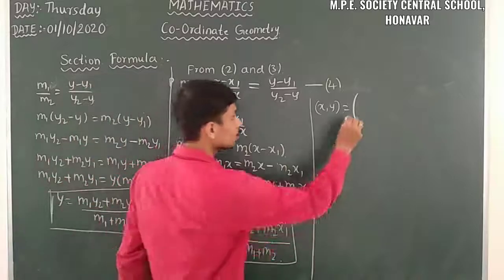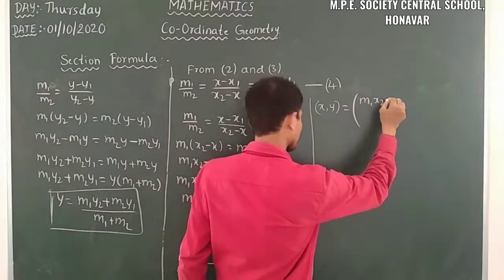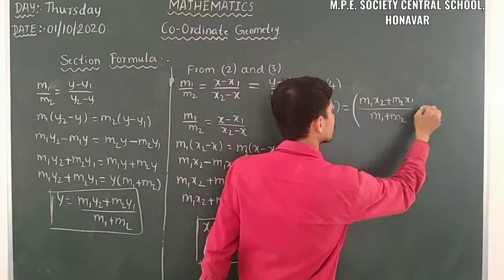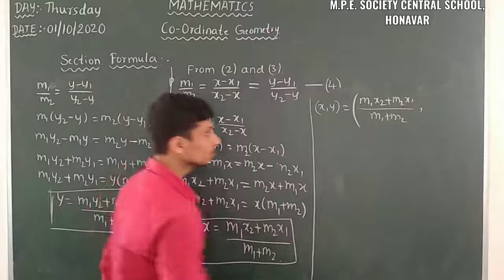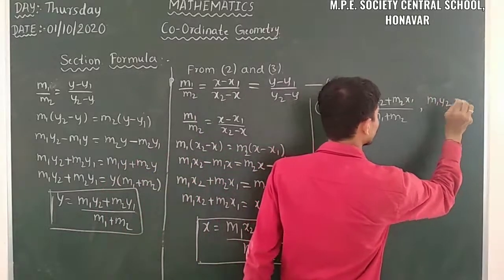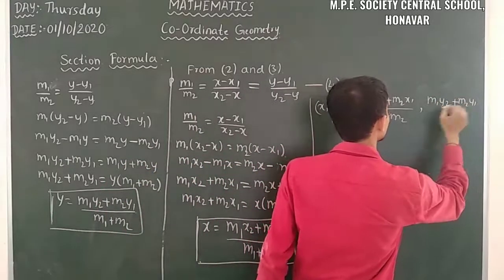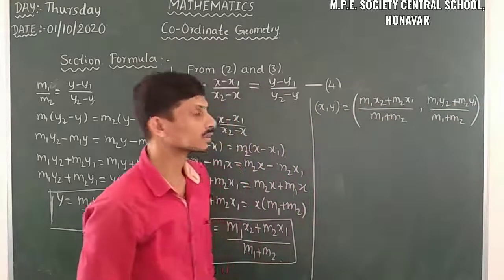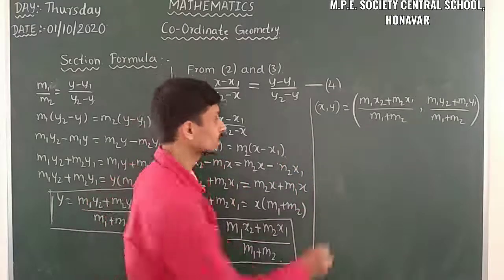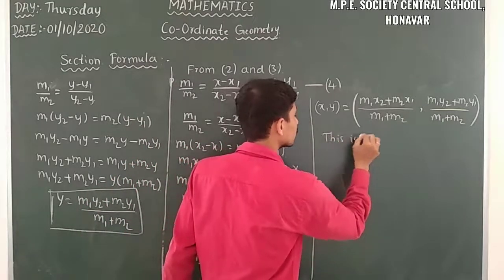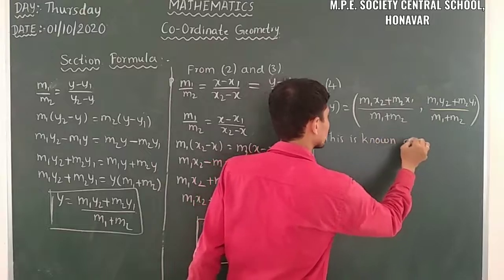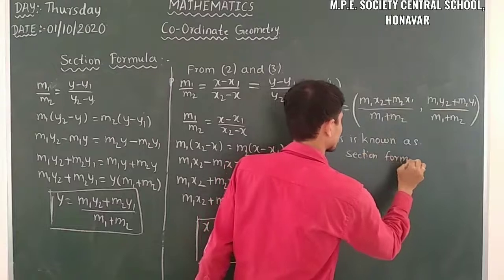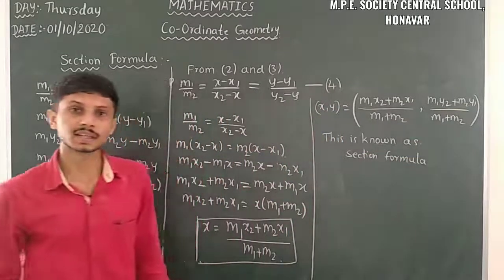m1 x2 plus m2 x1 divided by m1 plus m2 comma m1 y2 plus m2 y1 divided by m1 plus m2. Yes. So this is our required section formula. This is known as section formula.